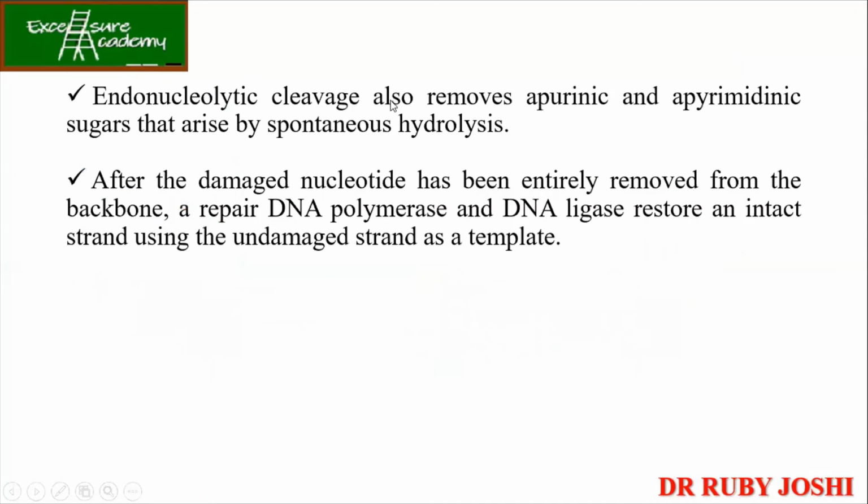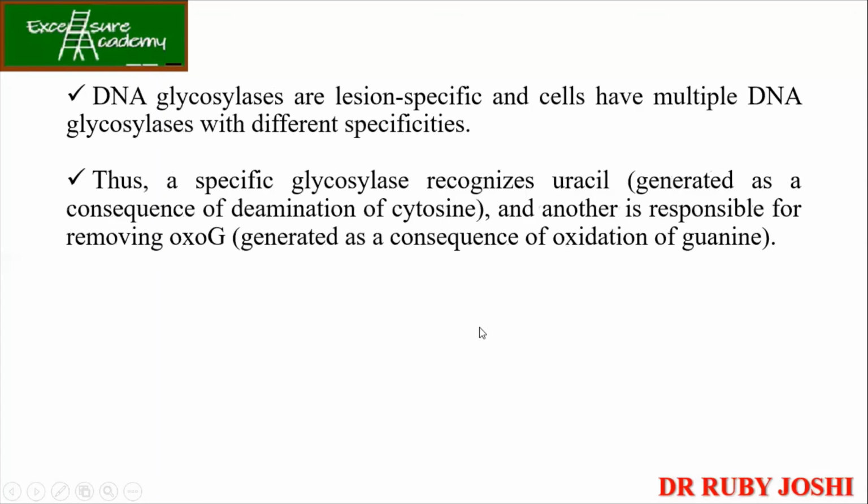Okay, so endonucleotidic cleavage also removes the apurinic and apyrimidinic sugar, which arises by spontaneous hydrolysis. See, this is also the answer now. If I had only specificity for base excision repair, then in future, if an apurinic or apyrimidinic site arose due to spontaneous hydrolysis, I would need separate enzymes for it. Now I can use the same endonucleases, right? And it can remove these AP sites. Now, after the damaged nucleotide has been removed, polymerase and the ligase will come and restore the template.